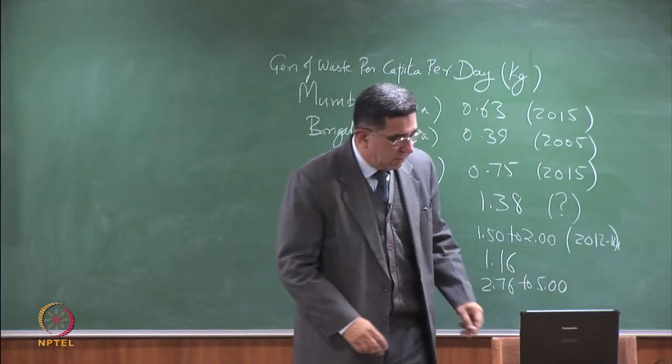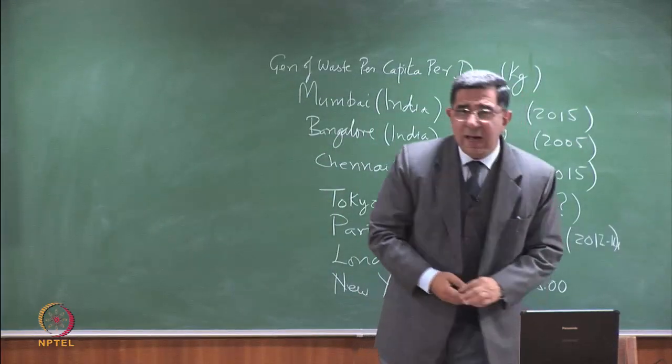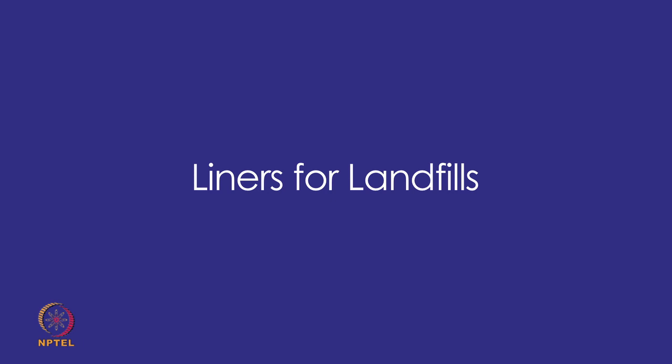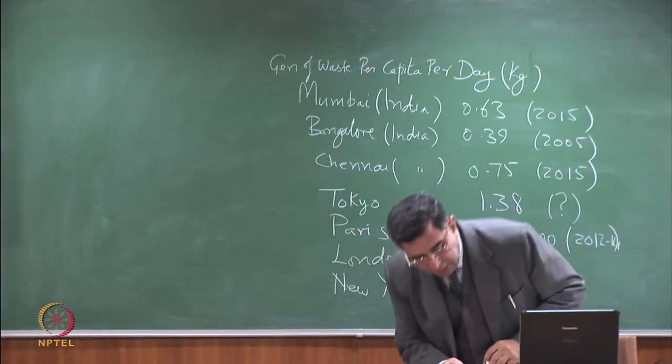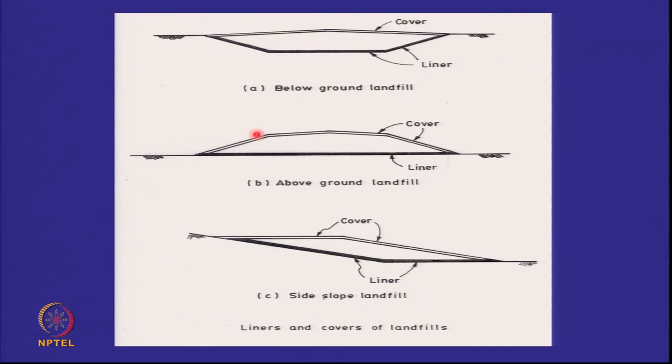Great. So, I believe we are all on the same plane, and we would like to see that we are looking at the bottom element which prevents the leachate from going into the ground. Depending on the type of landfill, you may have more cover or less cover in comparison to the liner. Both are impermeable elements, a cover and a liner, in the dry tomb concept. If it's a below ground landfill, you can see the liner is more than the cover. If it's an above ground landfill, then the cover is more than the liner. And if it's a side slope landfill, then the cover and the liner appear to be similar in the quantities involved.